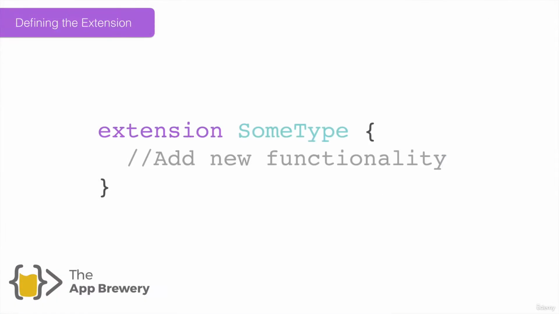So that's the core functionality of extensions. You've created something already, you want to give it more functionality, you want to extend the train line, you create an extension of that data type and add the new functionality inside the curly braces.